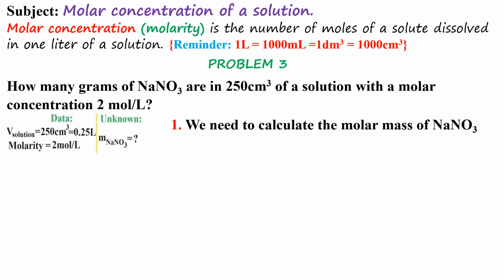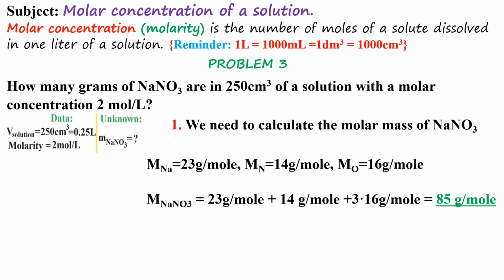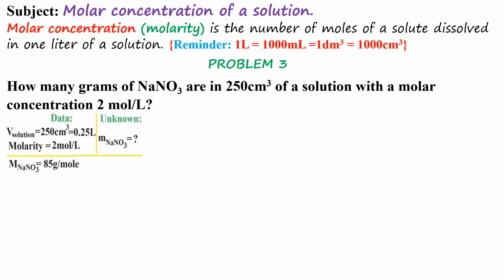First step, we need to calculate the molar mass of sodium nitrate. We read the atomic mass of sodium, nitrogen and oxygen from the periodic table and write them as molar masses. So molar mass of sodium nitrate equals molar mass of sodium plus molar mass of nitrogen plus molar mass of oxygen times 3 equals 85 grams per mole. Now we know that each mole of sodium nitrate weighs 85 grams. Let's write the molar mass of sodium nitrate under the data in the problem.